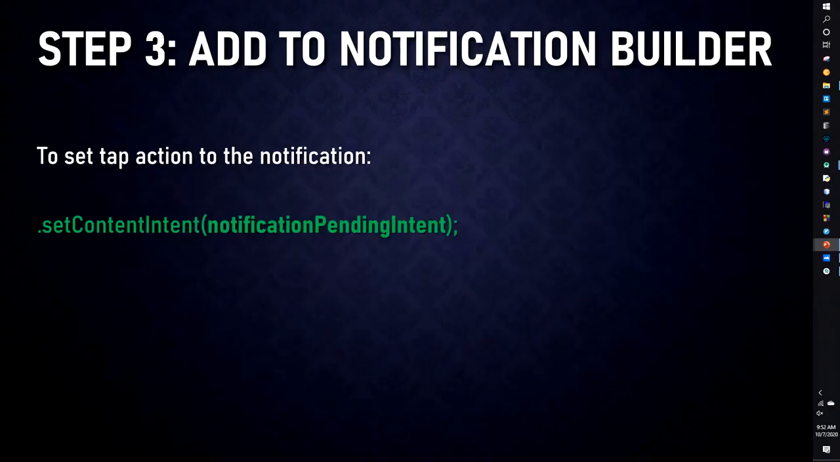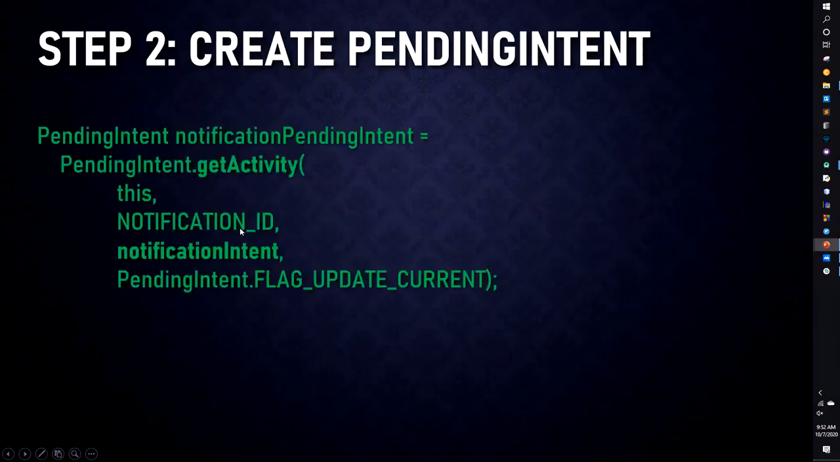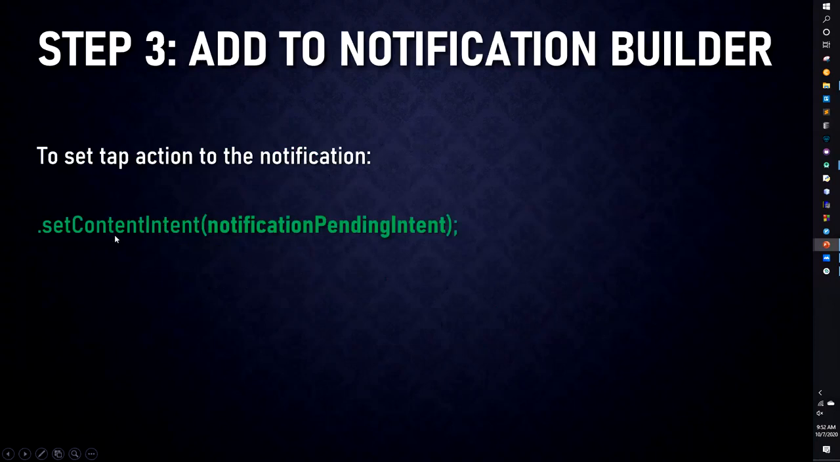So the next one is to set the tap action on your notification. You use set content intent, and you pass the notification intent we created here. So it will open up this one when we click our notification.